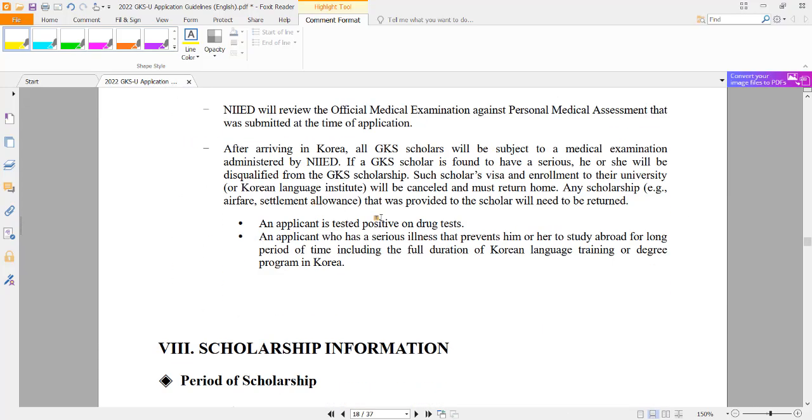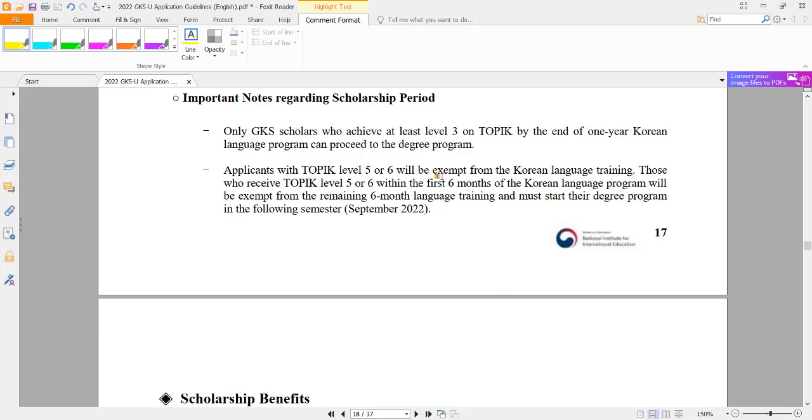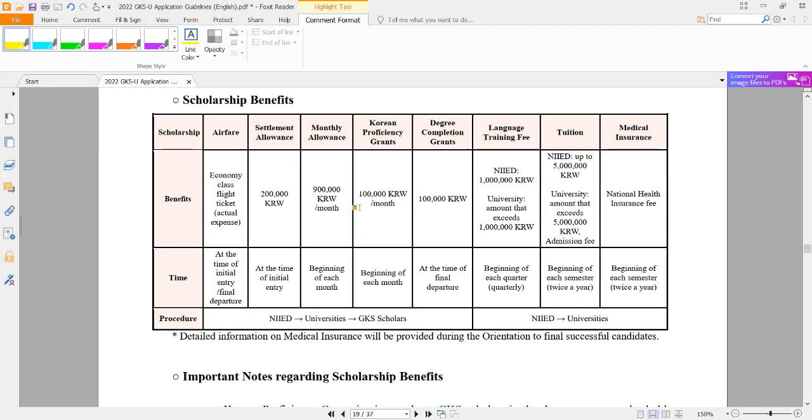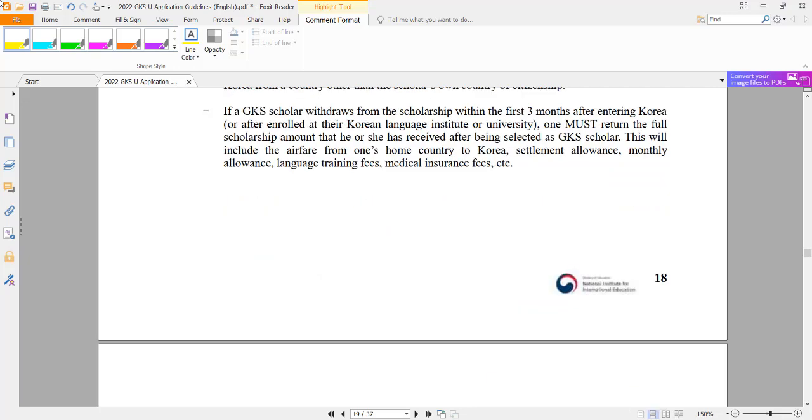If you look at other aspects, it's all general notes, which is not important, but if you want to read, you can give it a read. I'm just trying to explain every aspect of the application, and once you read all the guidelines, you will be able to understand how this scholarship system works.